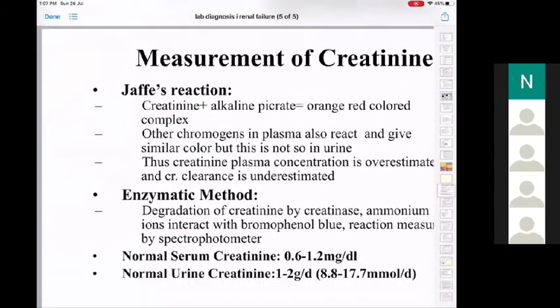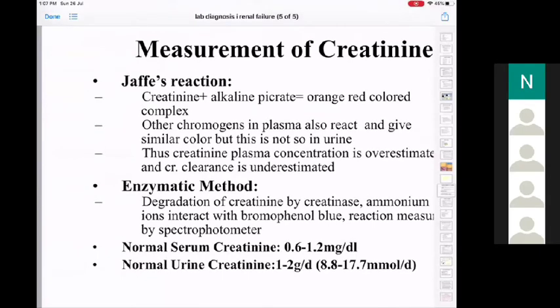So measurement of creatinine: how will we measure creatinine? Creatinine is measured by Jaffe's reaction. This is important; you should know Jaffe's reaction. The principle of Jaffe's reaction is that creatinine reacts with alkaline picrate, and creatinine plus alkaline picrate causes an orange-red colored complex. Other chromogens in plasma also react and give a similar color, but this is not so in urine. Thus creatinine plasma concentration is overestimated and creatinine clearance is underestimated.